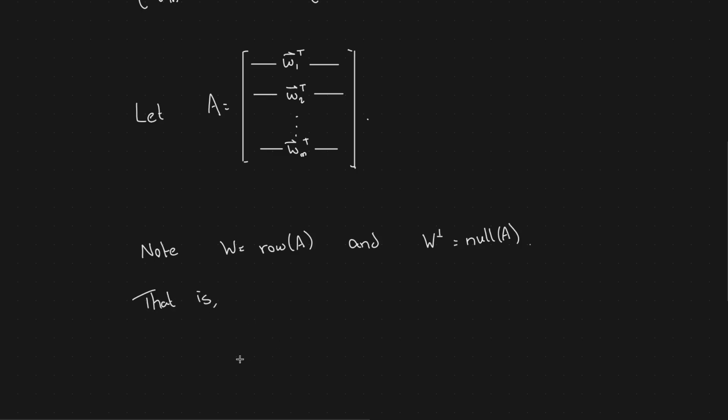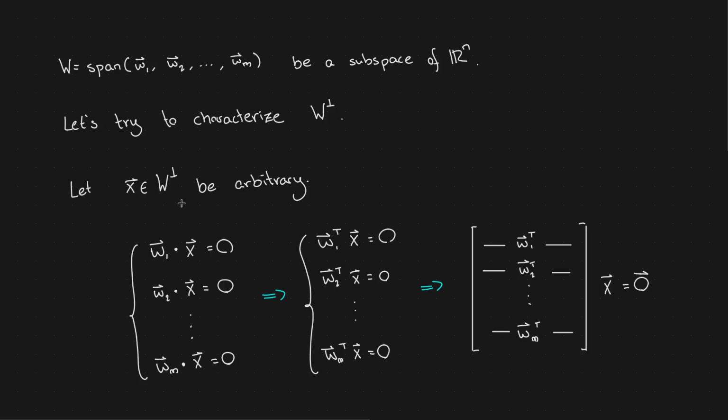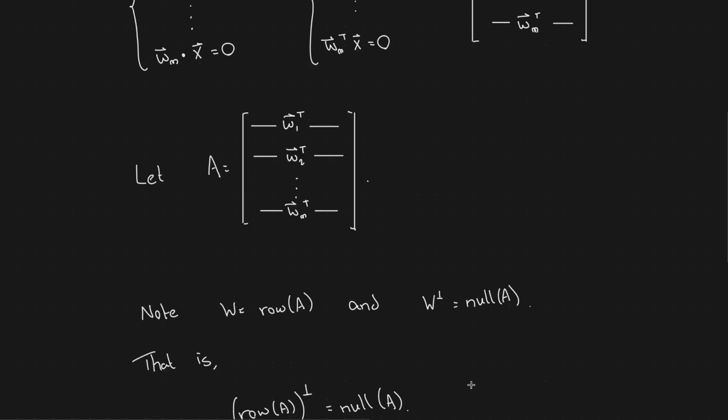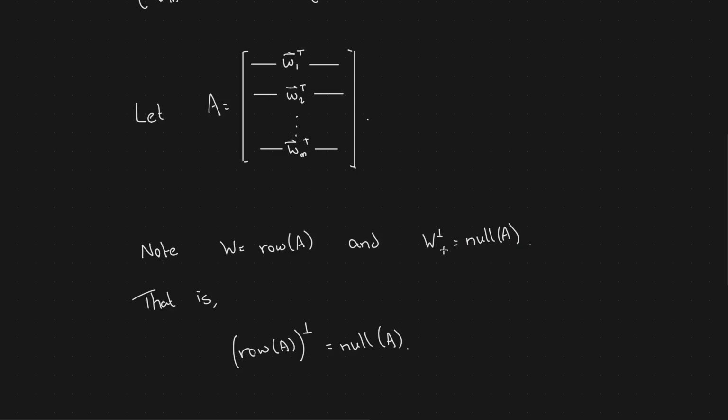That is, more generally, the row space of A perp is equal to the null space of A. And this gives us a way to characterize the orthogonal complement of a vector space. If we know a vector space can be expressed as a span of a set of vectors, I take those vectors and use them as the rows of a matrix, and then find the null space of that matrix. The null space of that matrix is going to be the orthogonal complement of the original subspace.